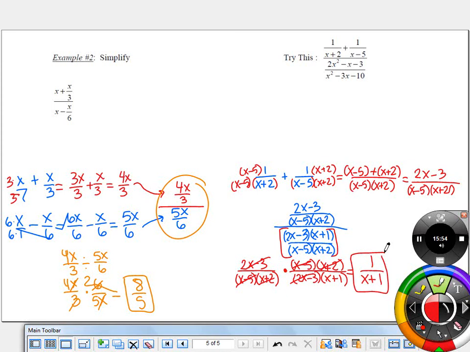So this should summarize how you're adding and subtracting. Make sure you're looking for those common denominators. If you're struggling with finding the common denominator, you need to come into tutorial, and we need to work on it because we're also going to need the common denominator when solving.